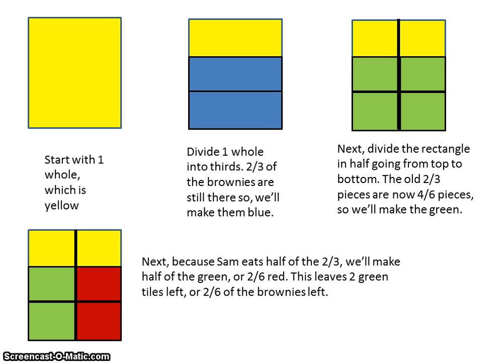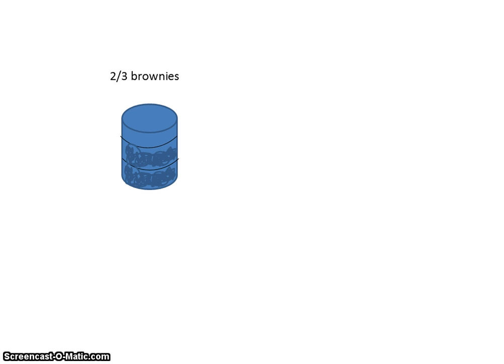Now we're going to count how many we have left. Keep in mind that the units we have left should be green. So we have 1, 2 units left. So this creates 2/6 of the entire brownies left. If we use the same cylinder example, we would have one cylinder, and then it's going to be divided into thirds, and there's going to be 2 groups shaded, symbolizing there's 2/3 taken up.